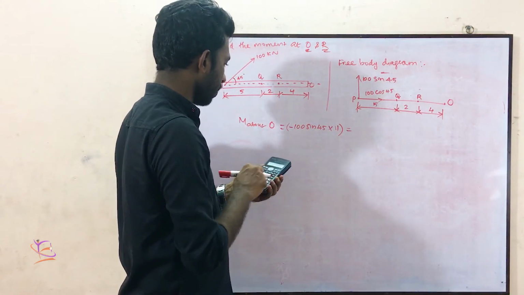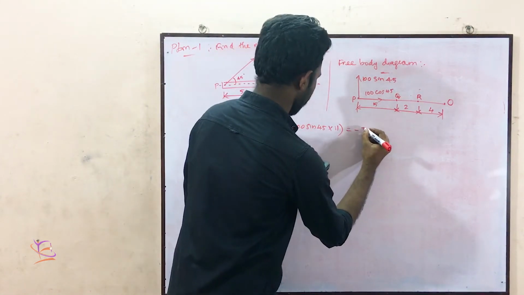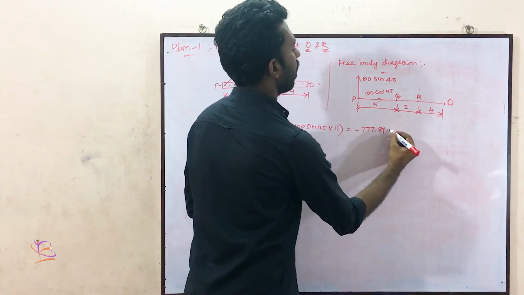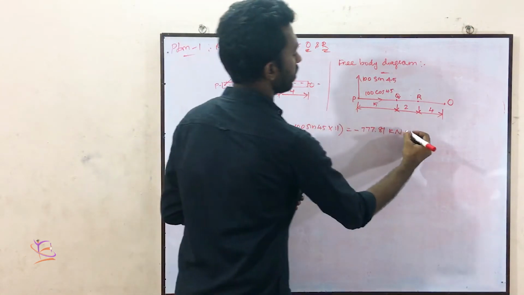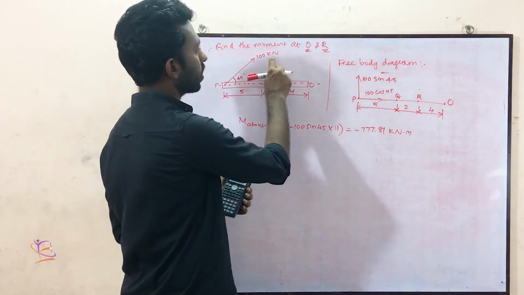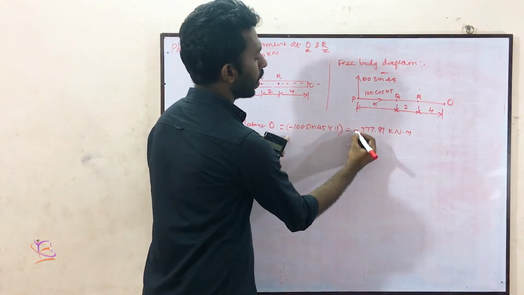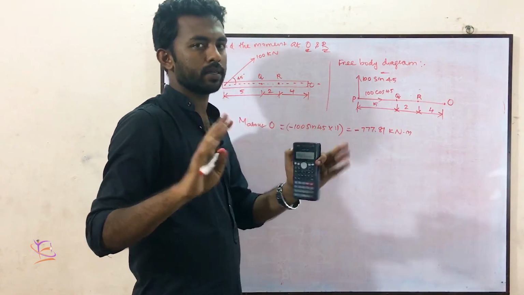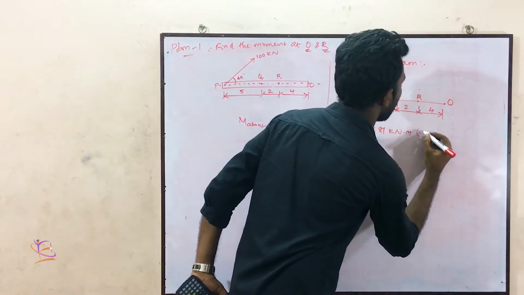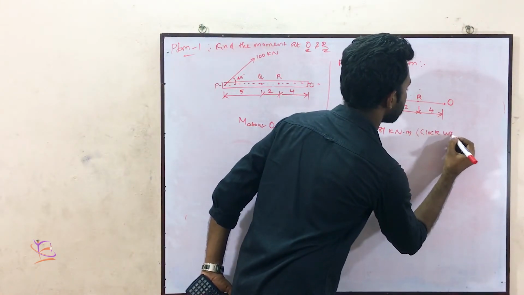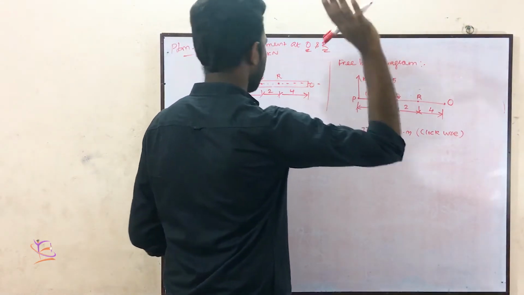So 100 sin 45 into 11 equals minus 777.81. Already the force is given in kilonewton and the distance can be taken in meters, so kilonewton meter. If it is given in Newton, you can take it as Newton meter. What does minus represent? Already we said that minus means clockwise, plus means anti-clockwise. So here the moment is clockwise.